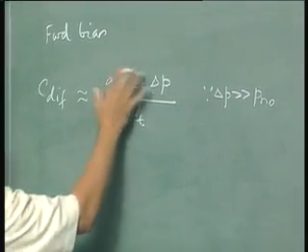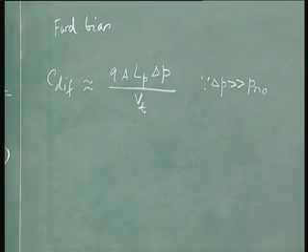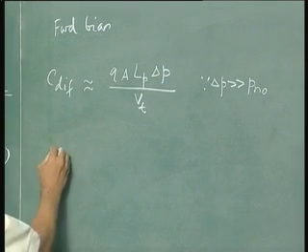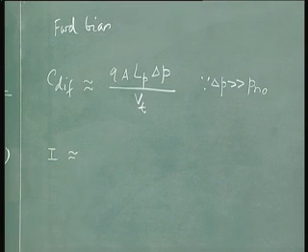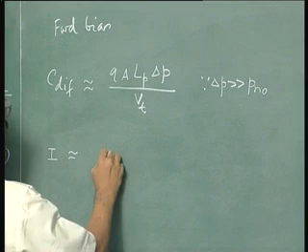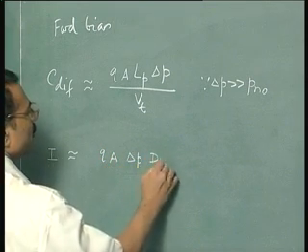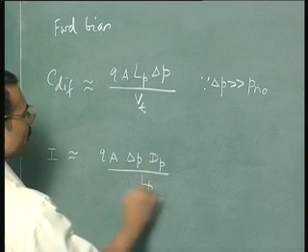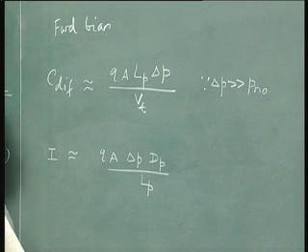Now we can write this term very simply in terms of the current. We know from our diode theory that for a P plus N junction, the forward current I is approximately equal to Q A delta P into dP upon LP. This is a diffusion current. We are neglecting the diffusion current because of electrons.